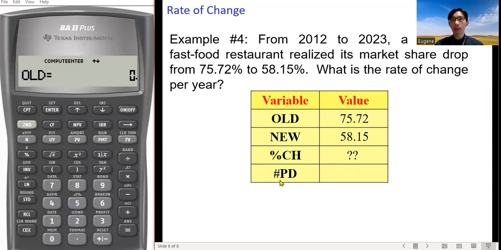And then PD, the rate of change we need to find is per year. So from 2012 to the year 2023, altogether, there are 11 years. So the number of periods involved in this question is 11. So PD equals 11.